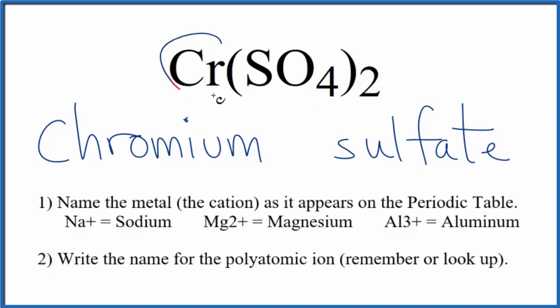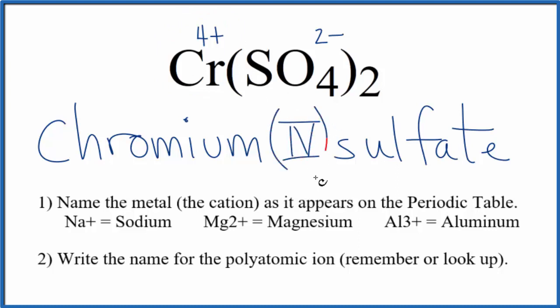The thing is that chromium is a transition metal, and it can have different ionic charges depending on what it's bonded to. Here it's bonded to two sulfate ions. Each sulfate ion, the whole thing, has an ionic charge of 2 minus. So 2 times 2 minus, that's 4 minus. Chromium has to be 4 plus for all these ionic charges to add up to a net charge of 0. Because chromium is 4 plus, we're going to write Roman numeral 4 between the chromium and the sulfate. So the name for CrSO4 is chromium 4 sulfate.